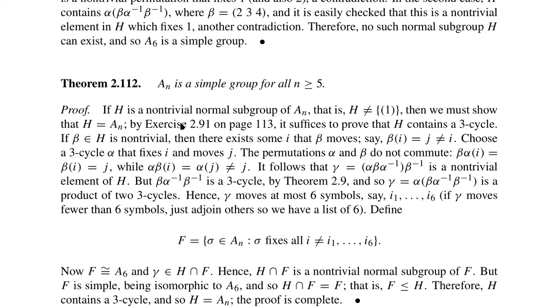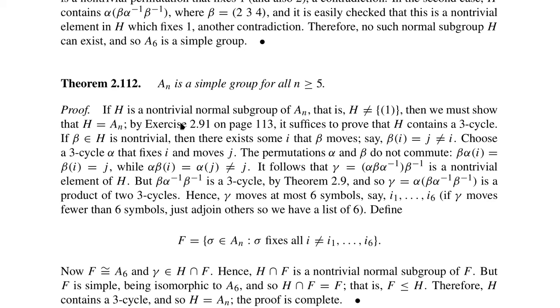So gamma is a product of three cycles, because alpha is a three cycle itself. Hence gamma moves at most 6 symbols. Right? So it moves 6 symbols. You take those to be I1 till I6.